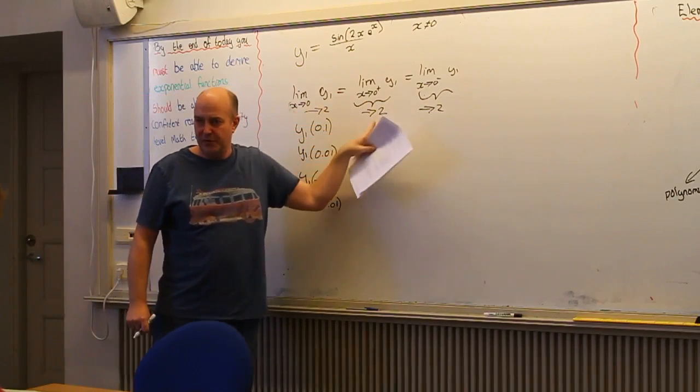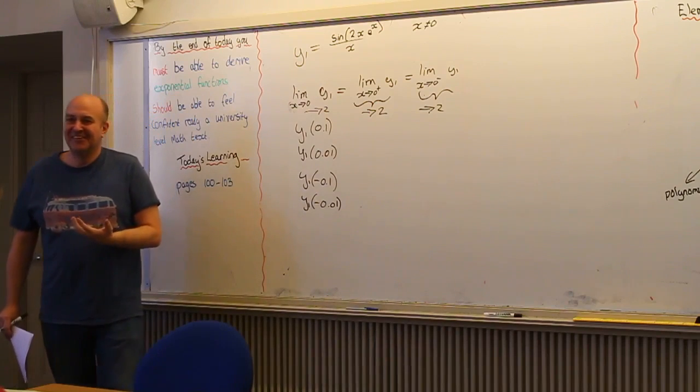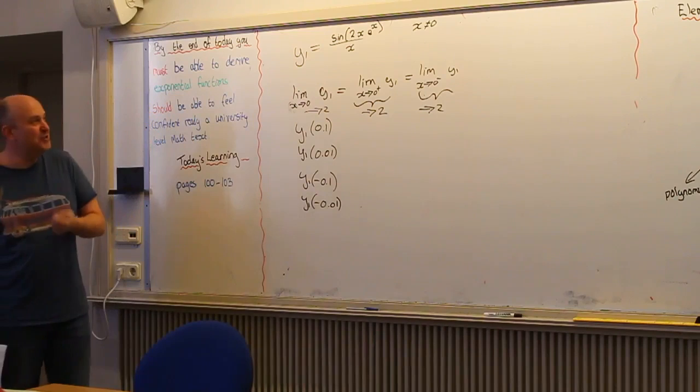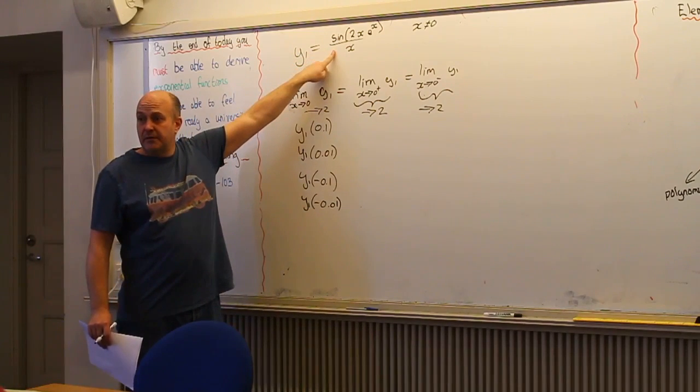We don't always check from both, because we're always using elementary functions, which are continuous. Which is why you don't have to do it so often. So this goes towards 2, doesn't it?